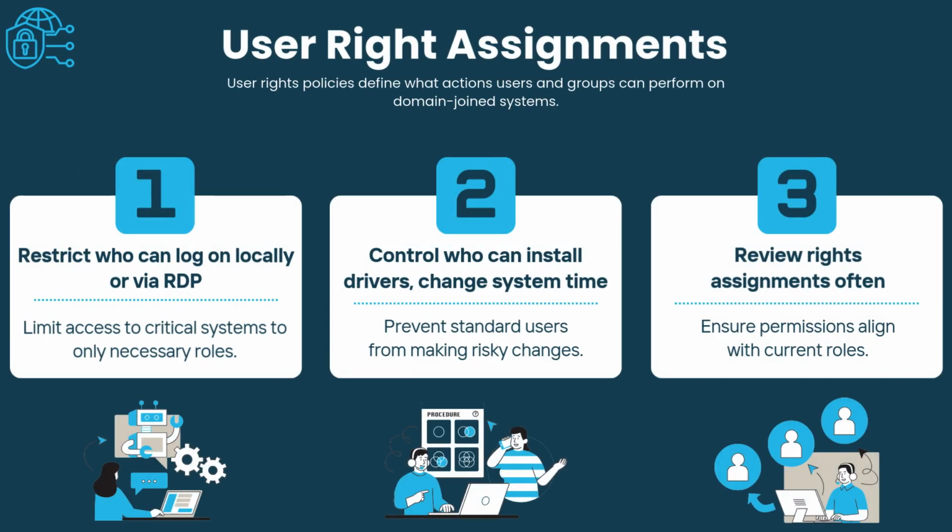User rights policies are different from traditional file or folder permissions. They control what actions users or groups can perform at a system level. For example, policies can define who is allowed to log on locally, access systems via remote desktop, change the system time, or install device drivers. These rights should be assigned carefully and reviewed regularly to ensure they align with current job roles and responsibilities. Giving too many rights to the wrong people can open up significant vulnerabilities. By limiting these privileges and keeping rights aligned to roles, you reduce opportunities for misuse or escalation of privilege attacks.